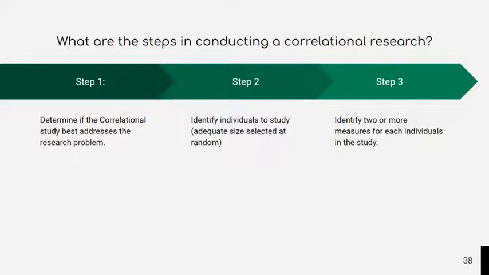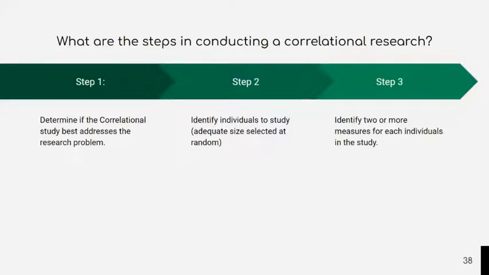Now, once we have determined that our research requires a correlational study, we move to the second step, which is to identify individuals to study, or in other words, to look for your samples. Just to remind you, you need an adequate size that must be chosen at random. The researcher should randomly select participants because the study needs a large sample size, as the sample size contributes to less error and claims better representativeness. For example, a correlational study should include at least 30 participants.